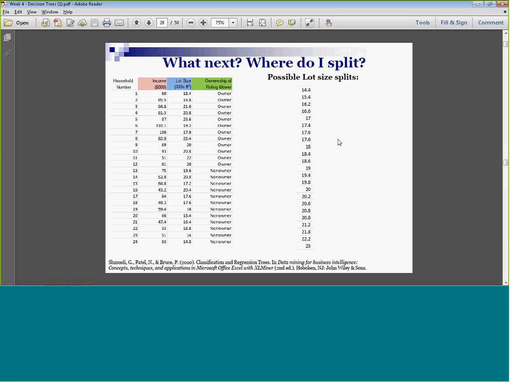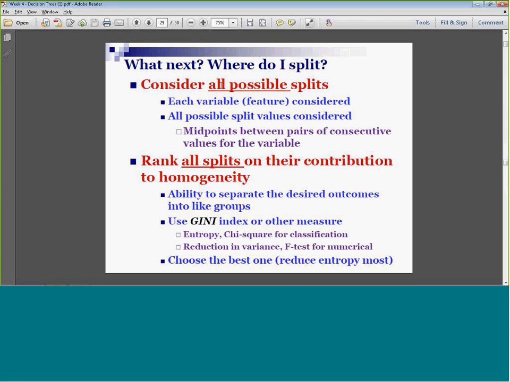Here are the lot sizes. We rank order those from smallest to largest. And yes, we would consider a split on the midpoint between 14.4 and 15.4, on the midpoint between 15.4 and 16.2, on the midpoint between 16.2 and 16.6, etc. So there's a lot of possible calculations. So you have to consider all possible splits, use each variable and all possible values, and then you rank all the splits on their contribution to homogeneity.